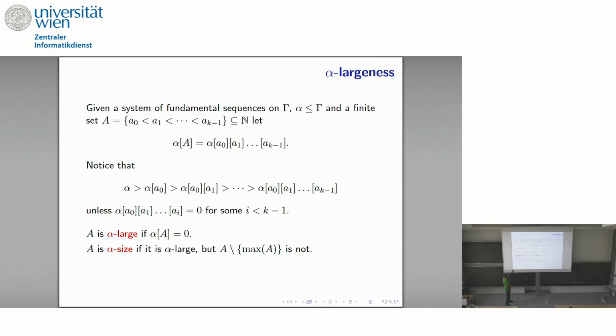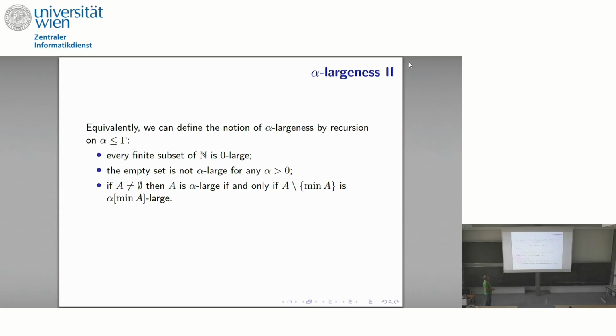And then we also say that A is alpha size. This is maybe slightly less standard notation. If it is alpha large, but barely, I mean, you just get to 0 at the very last step. If you had just one less element in A, you would not get to 0, you would not be alpha large. So just the right size to be alpha large. And then observe that if you start from an infinite set, then a finite initial segment of X will be alpha size, just because there are no strictly decreasing sequences of ordinals. It's a deep but key observation here.